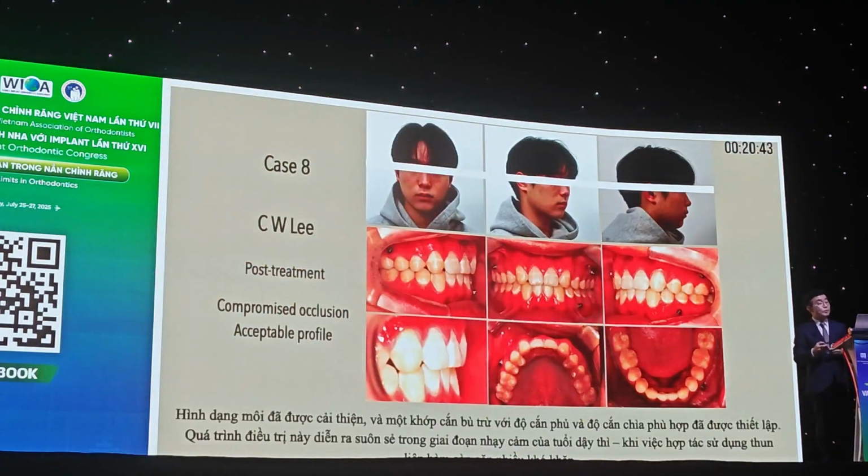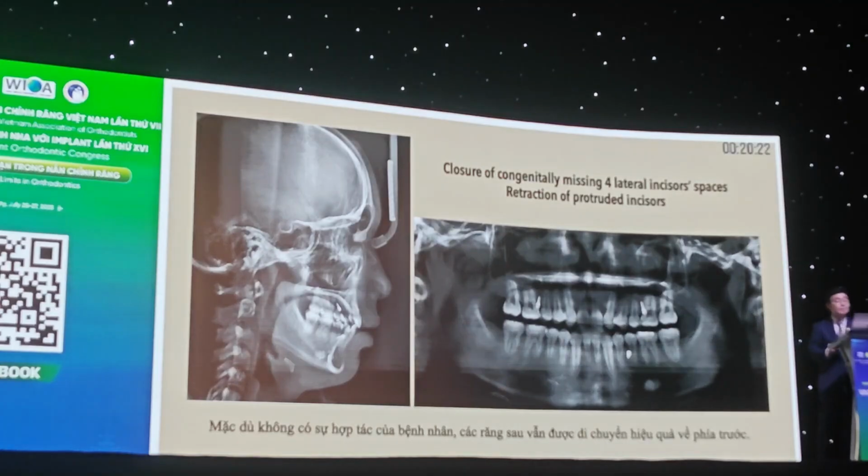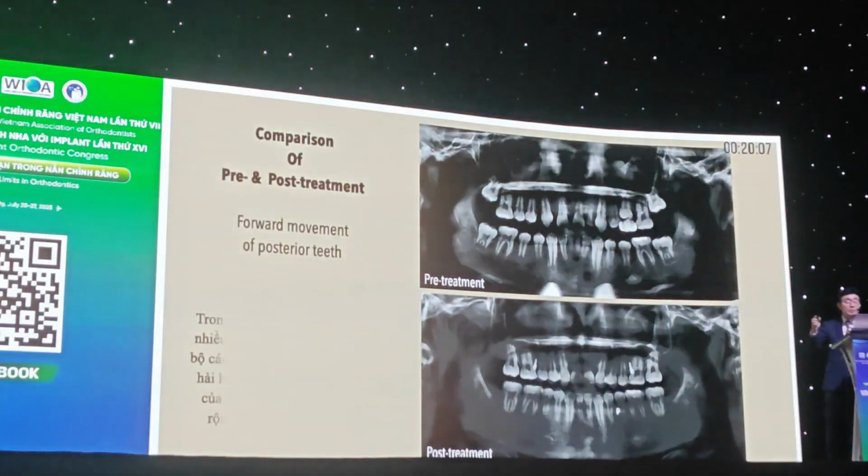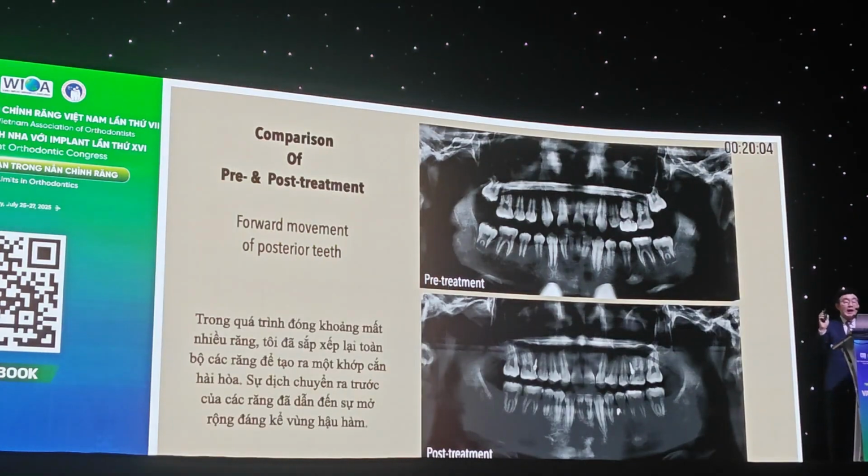The appearance of the lip improved, and a compromised occlusion was reestablished with appropriate overbite and overjet. This treatment was conducted smoothly in a sensitive adolescent patient when cooperation for intermaxillary elastic use was difficult. Without patient cooperation, the posterior teeth were effectively gathered forward. By adjusting the overjet relative to the mandibular incisor, I successfully advanced both the maxillary and mandibular molars. While crossing multiple spaces, I effectively aligned all the teeth to create a satisfactory occlusion.